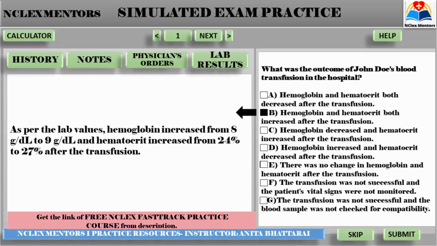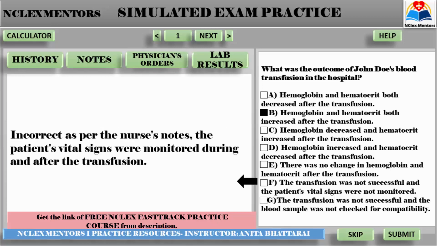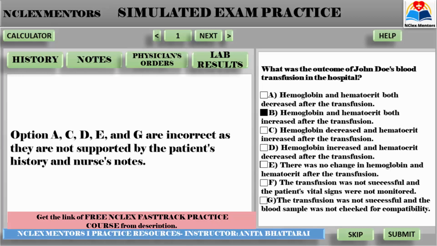Option F is incorrect as per the nurse's notes. The patient's vital signs were monitored during and after the transfusion. Options A, C, D, E, and G are incorrect as they are not supported by the patient's history and nurse's notes.